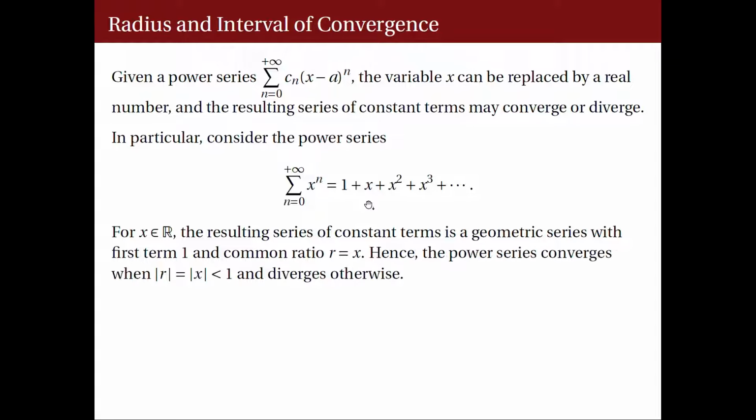We know that for a geometric series to converge, the absolute value of the common ratio, which is equal to absolute value of x, must be less than 1 and diverges otherwise.